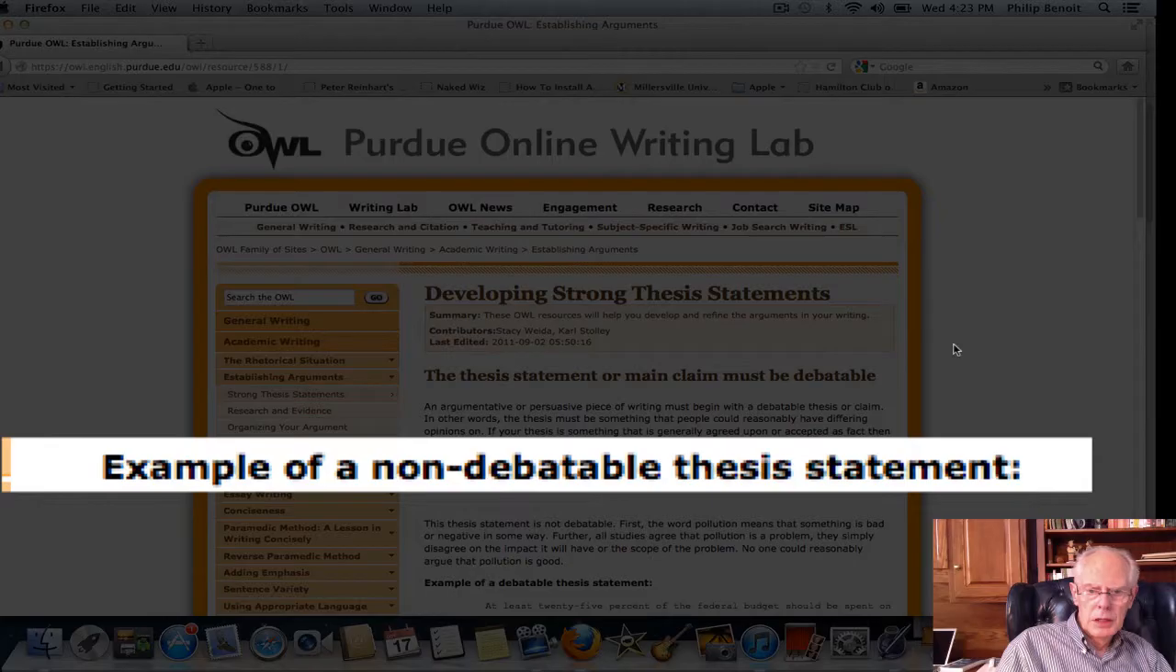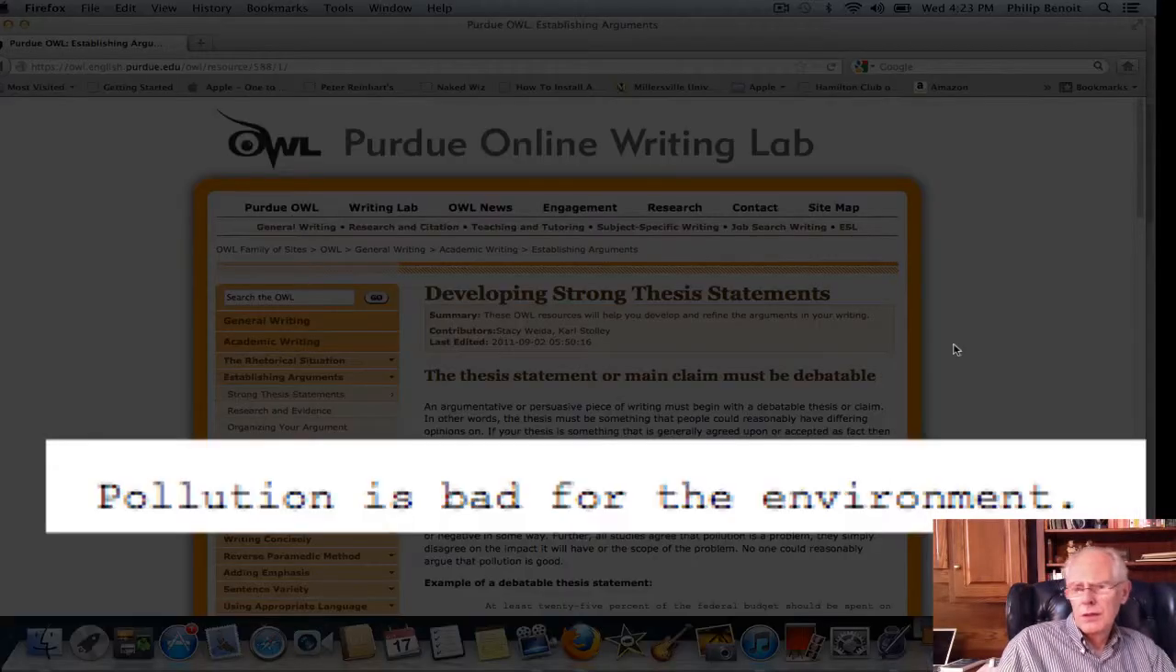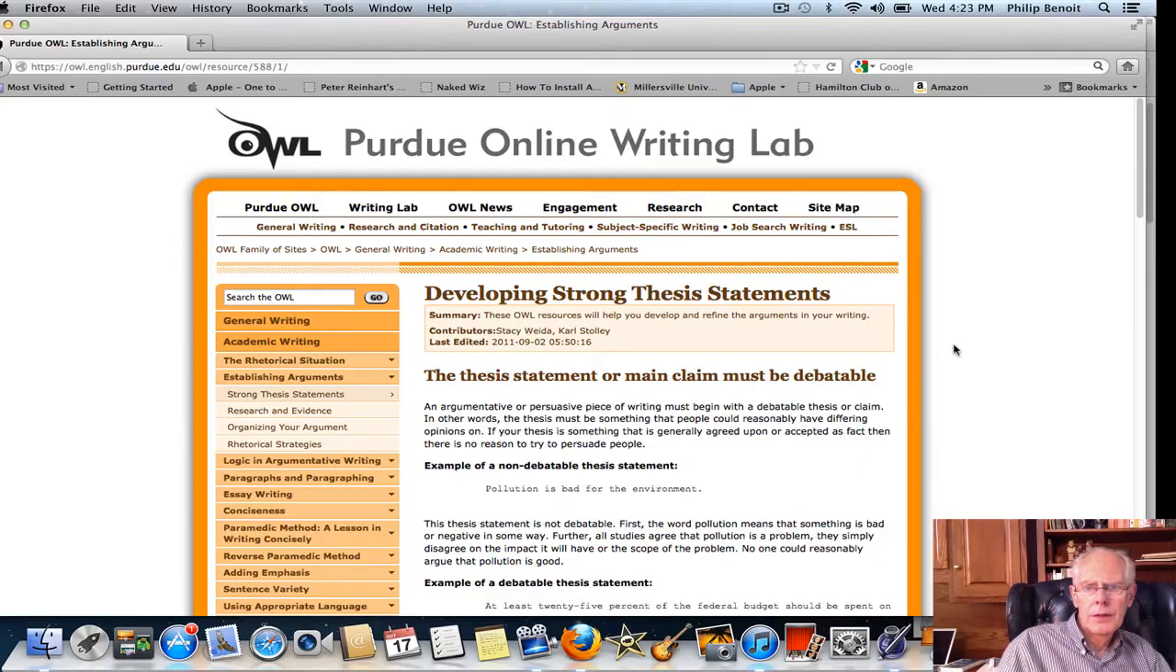So here's an example of a non-debatable thesis statement, one that really doesn't work very well because it's generally agreed upon. Pollution is bad for the environment. Not debatable. Most everyone knows that. We don't like pollution. Nobody who argues for or against environmental policies would argue with the idea that pollution isn't a good thing. They might argue about various forms of pollution control and whether that's a good thing or not, but they won't argue the basic concept here. So that's not a good thesis statement.